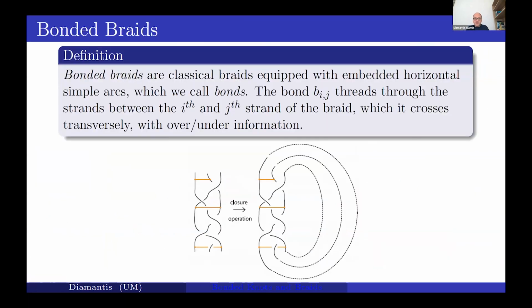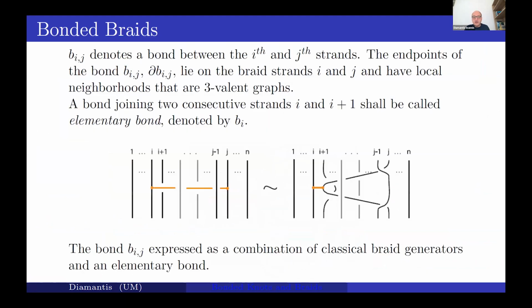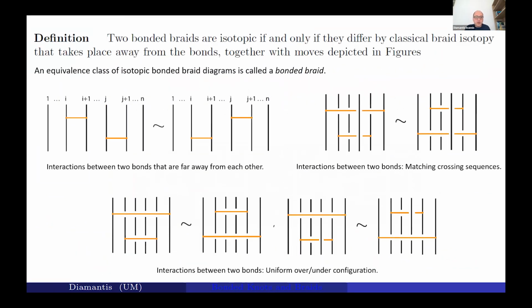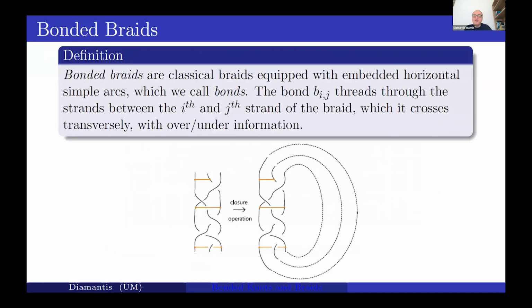Okay, so just to conclude, what is a bonded braid? It is nothing but a classical braid that also involves the bonds that we mentioned before. We have the classical closure operation. We don't change anything here, and we prove that any bonded link can be represented as the closure of a bonded braid.